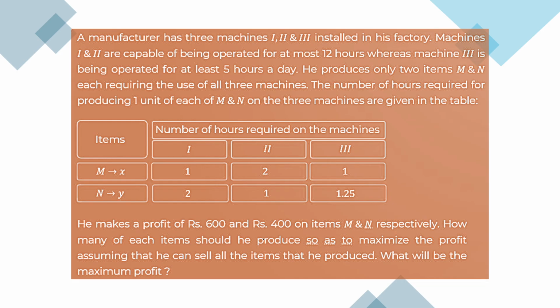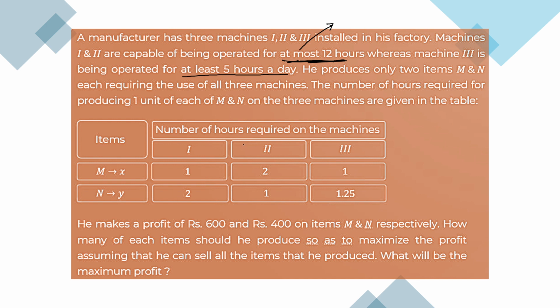Actually, a manufacturer has three machines, 1, 2, 3, written in Roman numerals, installed in his factory. Machine 1 and 2 are capable of being operated at most 12 hours. At most means maximum 12 hours it can work, more than that it cannot work, or less than that it can work, even zero also. This at most is actually giving you the condition for inequality. I will tell you how. Whereas machine 3 is being operated at least 5 hours a day. At least 5 hours a day means minimum 5 hours a day. Okay, maximum it can go on.